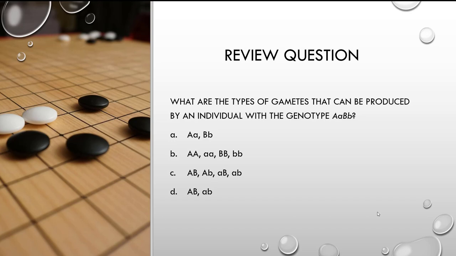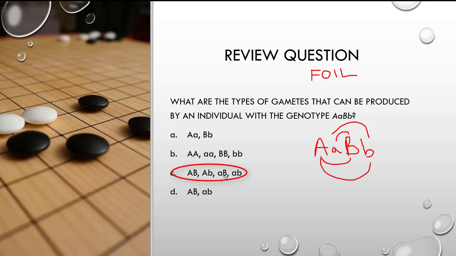What are the types of gametes that can be produced by an individual with the genotype big A, big B, little b? Okay. So remember FOIL: first, outer, inner, last. So is that first, outer, inner, last? That would be C.